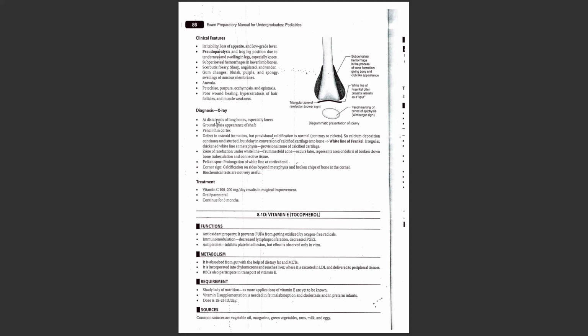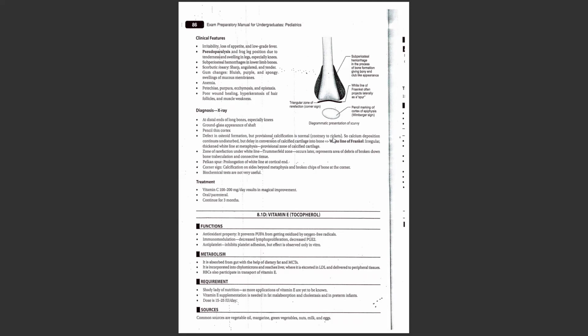Then, how will you diagnose scurvy? That is usually by X-ray at the distal end of the long bones, especially the knees. We have a ground glass appearance of the shaft and a pencil-thin cortex. Then we have a defect in osteoid formation, but provisional calcification is normal.